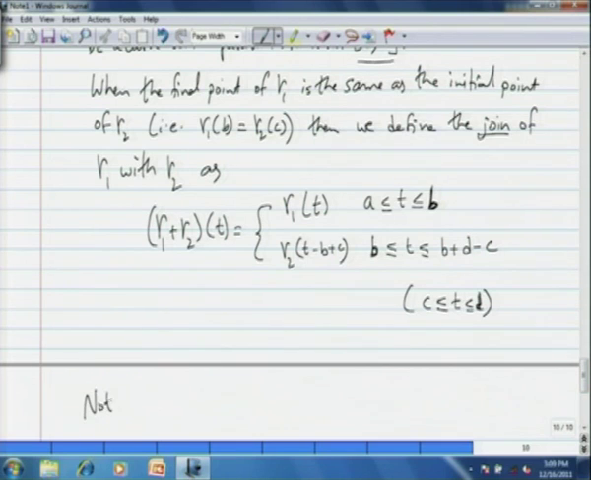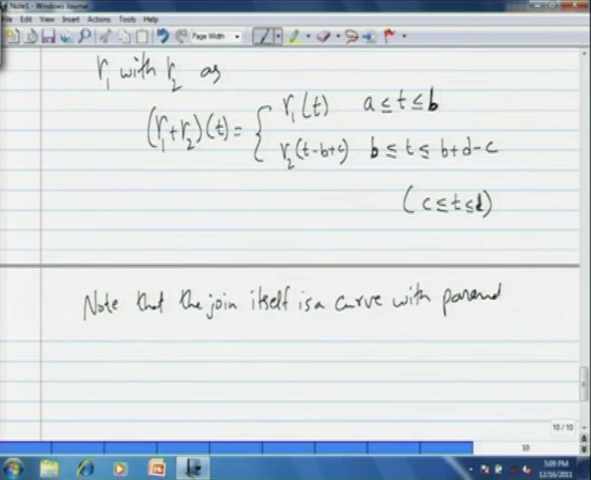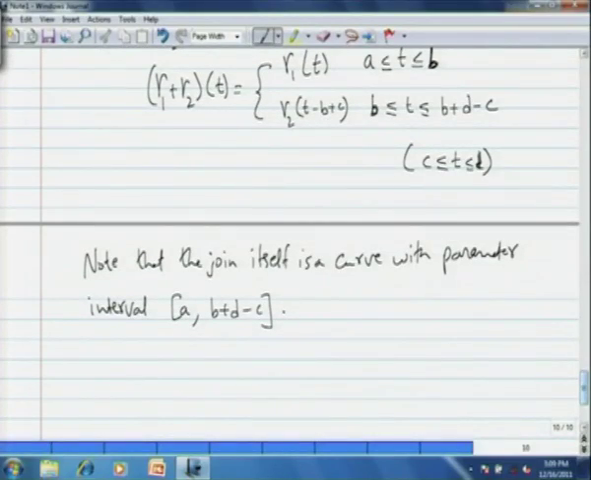So, note that the join itself is a curve with parameter interval a to b plus d minus c. We have done this for 2 curves. There is no reason why we should stop with 2 curves. If we have n curves satisfying the requirement that the final point of the curve is equal to the initial point of the next curve, we can construct a join of these n curves.